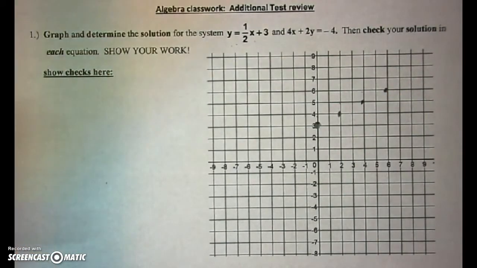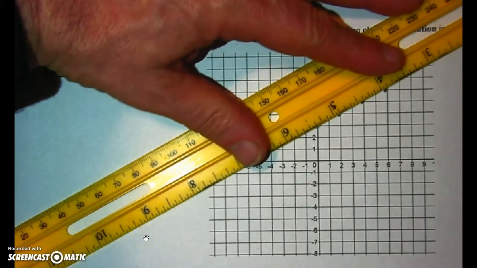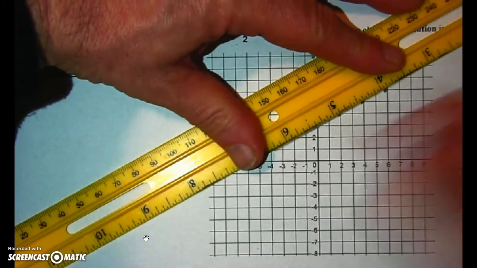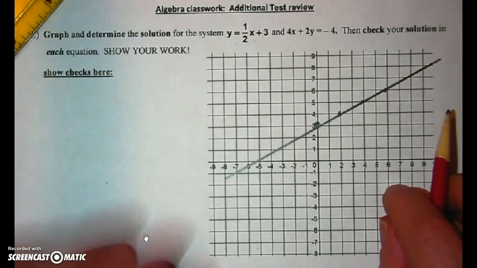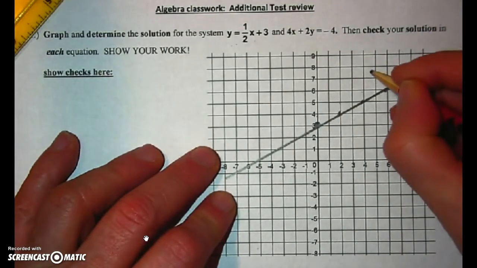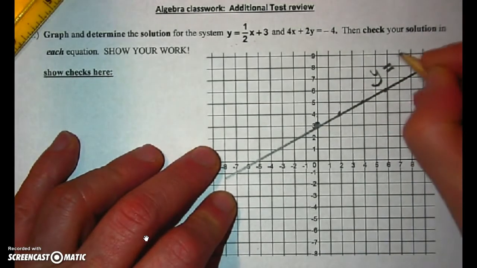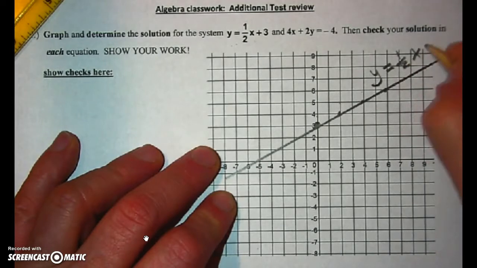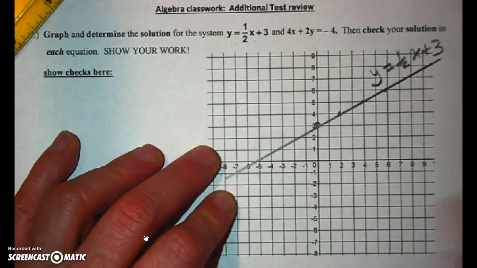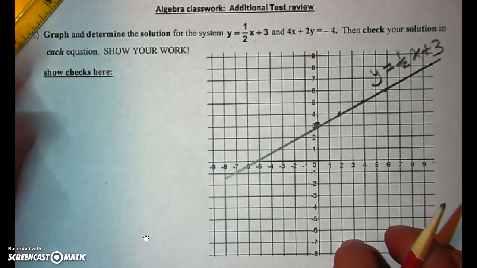So our first graph is going to look like that. All right, now let's write down what it is. It's y equals 1/2 x plus 3. That's our first equation. Now let's look at the second one.